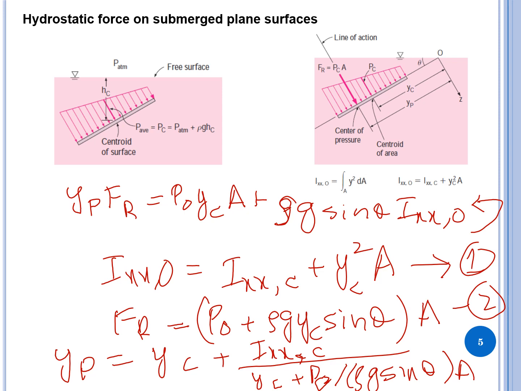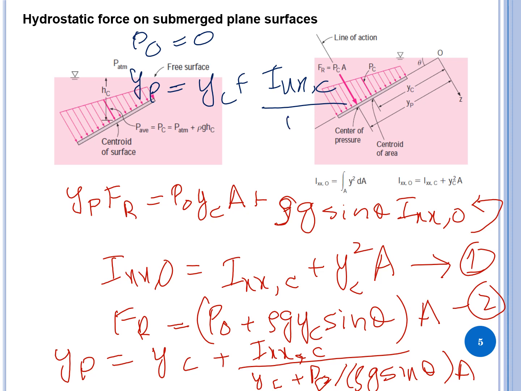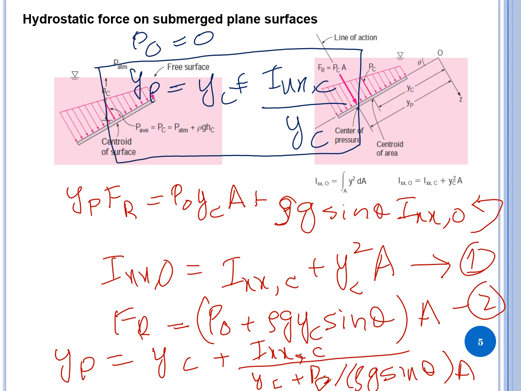For P naught equals 0, like we just ignore the effect of atmospheric pressure, then Yp becomes Yc plus Ixx,c whole over Yc A. Okay, so using this relation you can find out Yp if you know the centroid location and if you know the second moment of inertia about the centroid.